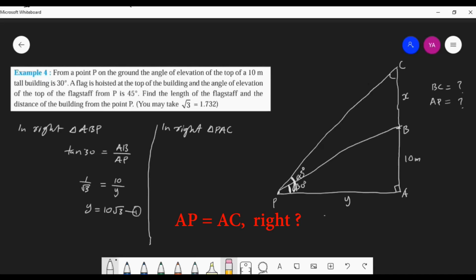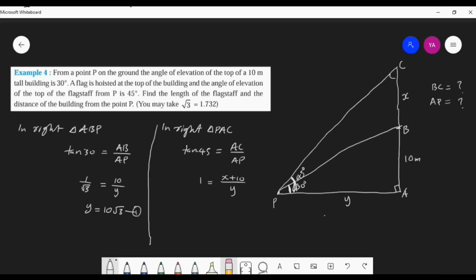AP and AC are equal, so we can also write this as y. Anyhow, we will apply the trigonometric ratio. So tan 45 is equal to 1. Using the side names, AC by AP. So tan 45 is equal to 1, AC is x plus 10 and AP is y.